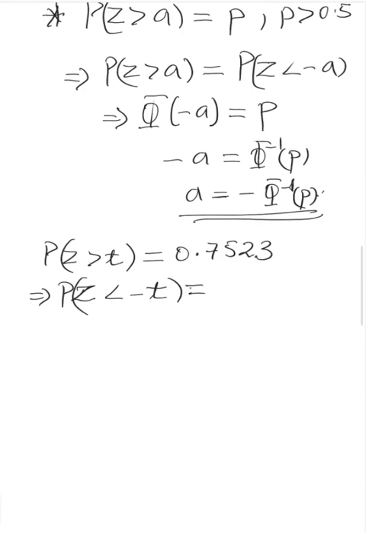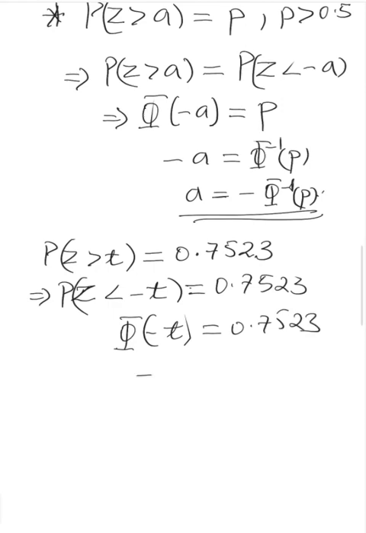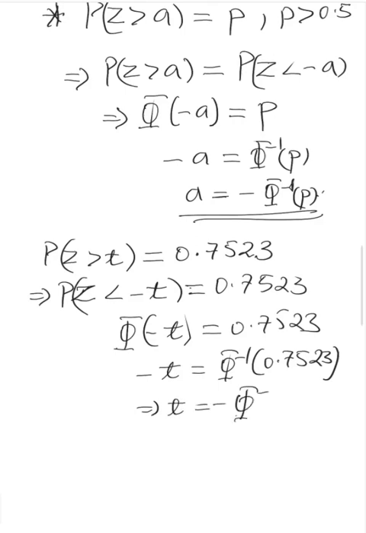That value corresponds to 0.7523, so that this, which is now phi of negative t, should be equal to 0.7523, and so negative t would be phi inverse of 0.7523, so that t becomes negative phi inverse of 0.7523. And from there you can now go to the tables and follow the procedure which we outlined before to get your z-score, which when negated gives the value of t required.